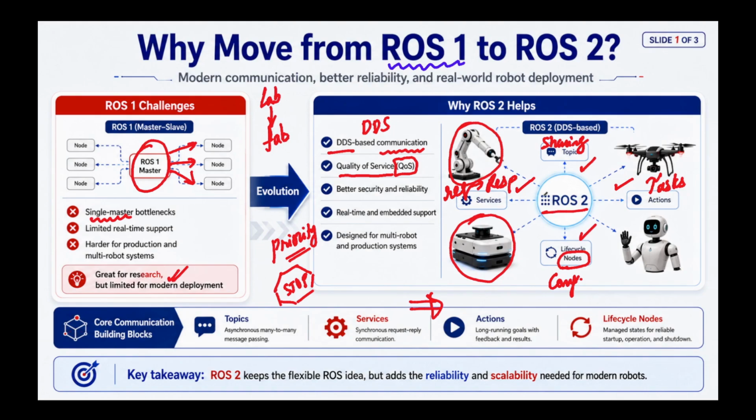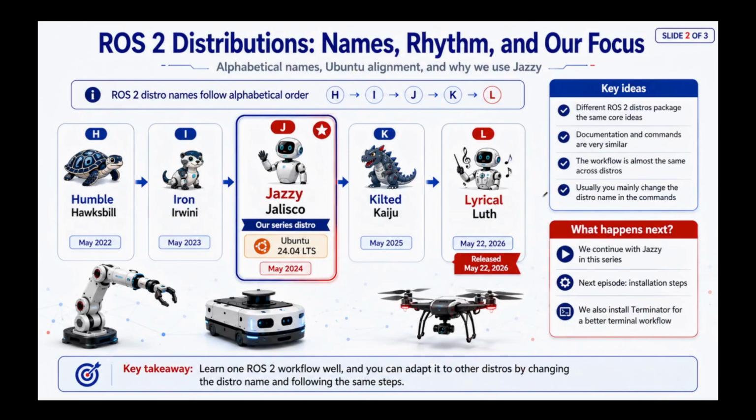Now let us understand ROS2 distributions. You may have seen names such as Humble, Iron, Jazzy, or something else. A ROS2 distribution, often shortened to distro, is a versioned collection of ROS2 packages and tools. Each distribution provides a stable software environment that developers can install and use. This idea is similar to Ubuntu releases such as Ubuntu 22.04 or Ubuntu 24.04.